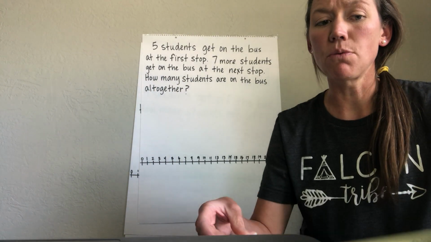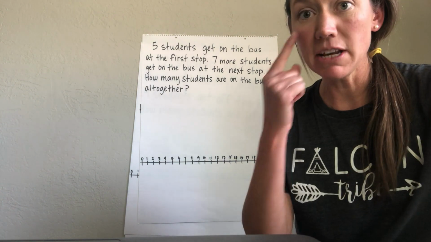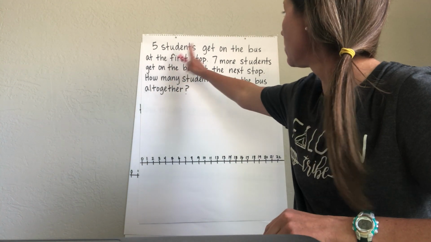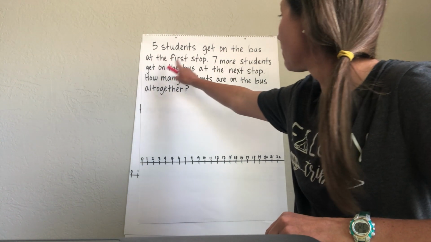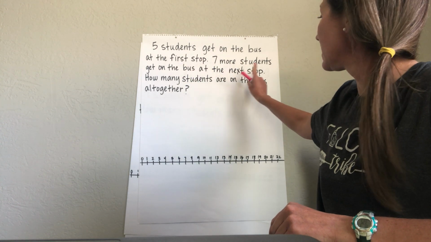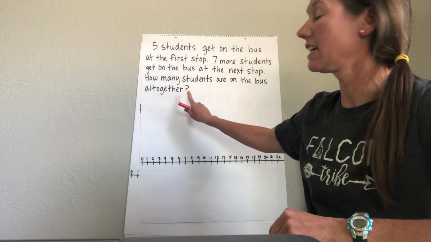So let's get started with our first word problem for today. So the first thing I'm going to do is I'm going to read through my problem. It says 5 students get on the bus at the first stop. Then 7 more students get on the bus at the next stop. How many students are on the bus all together?